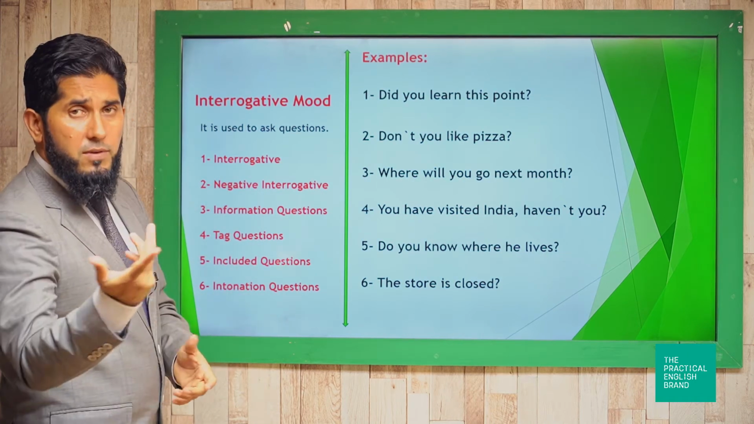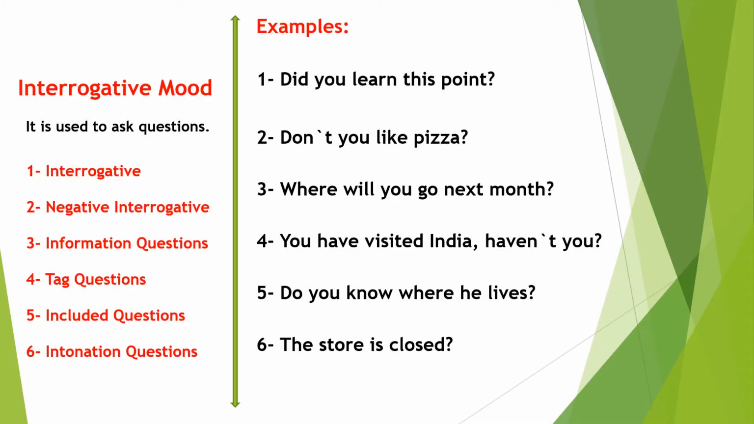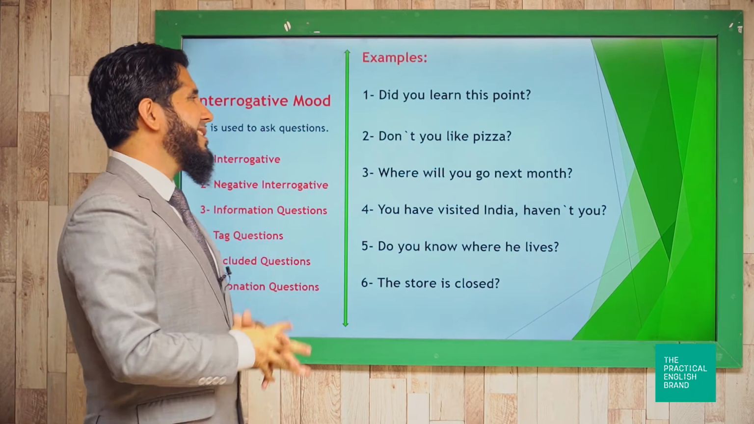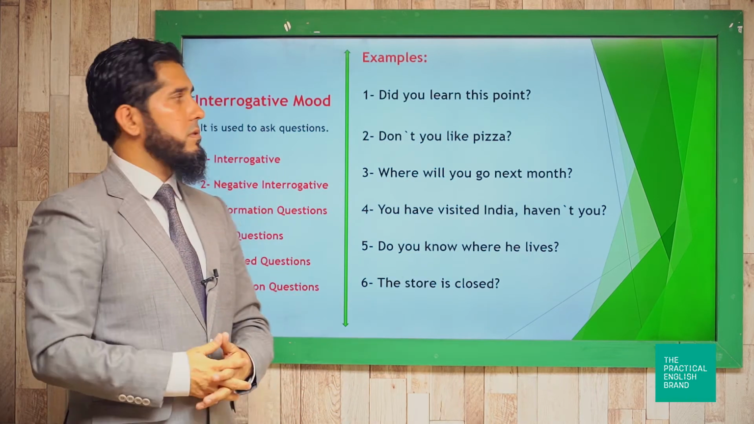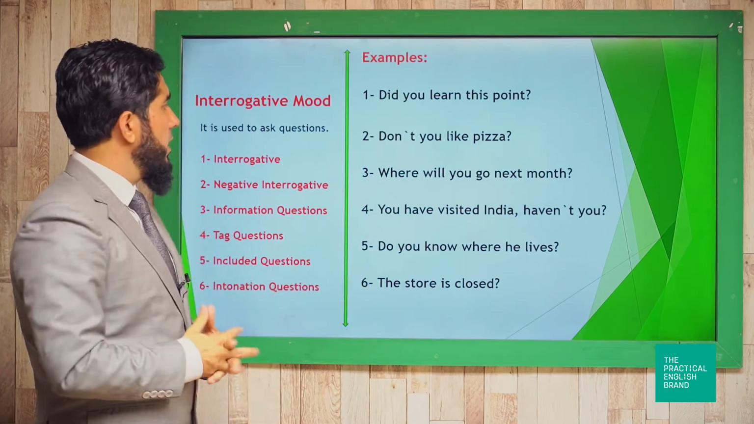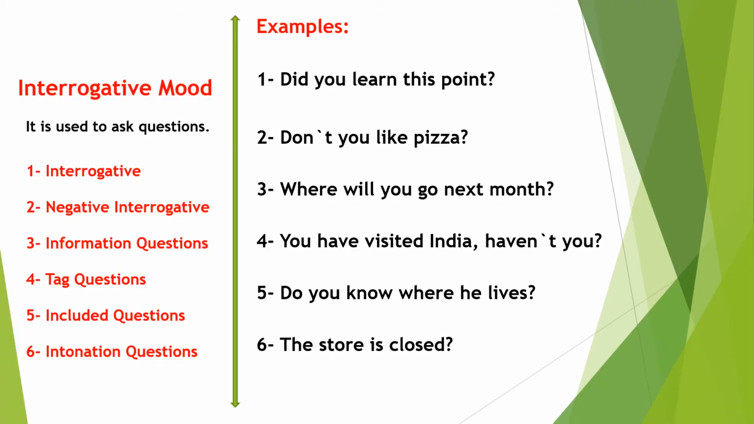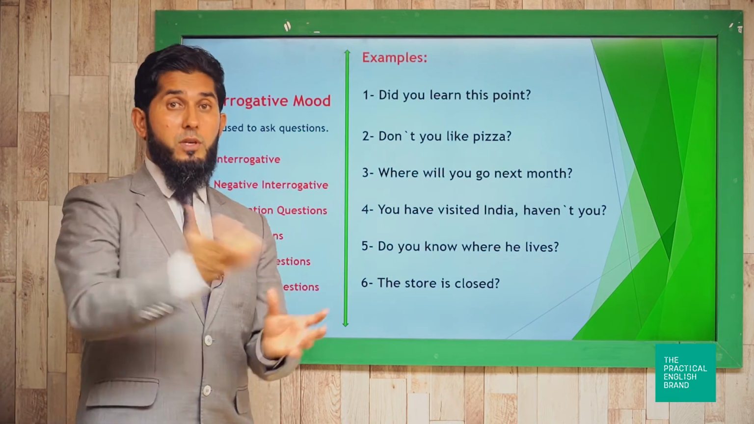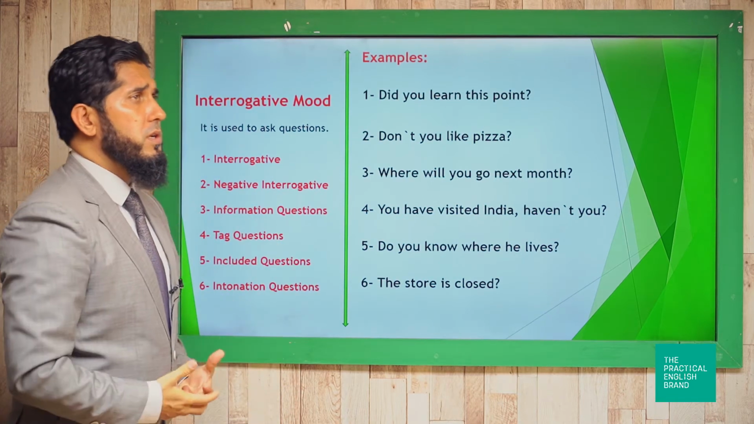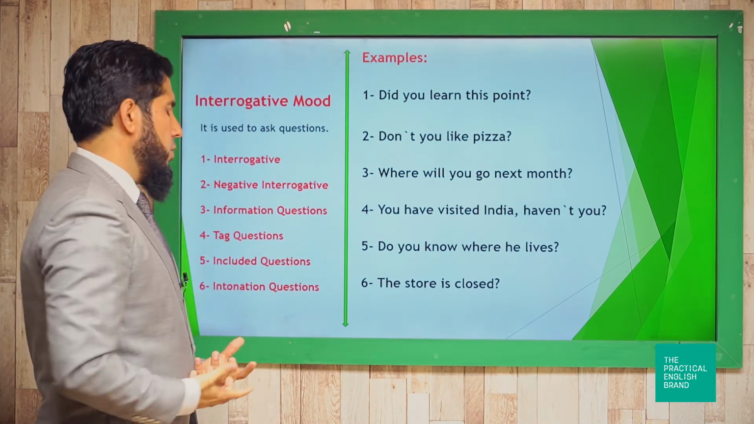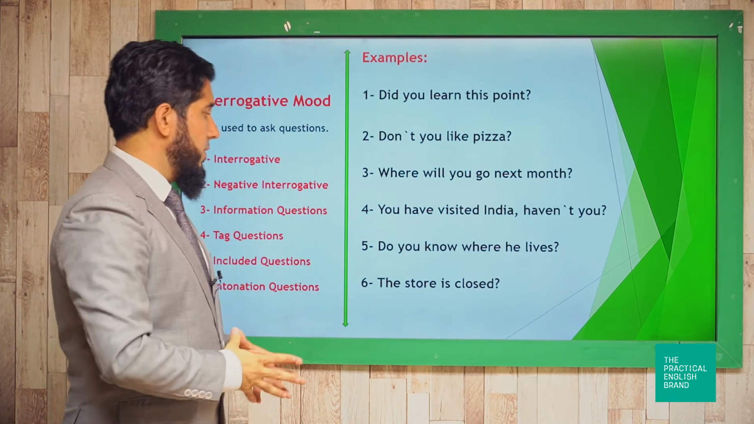So let's have a look at the first example. Did you learn this point? So it's interrogative, it's just a yes/no question. So tenses don't matter, you can use all 12 tenses. Did you learn this point? Do you learn this point? Will you learn this point? Doesn't matter. And number two, don't you like pizza? Negative interrogative. Do you not like pizza would be the complete form, but in spoken English, it's more common to use this form. I mean, don't you, and then the base form of the verb.